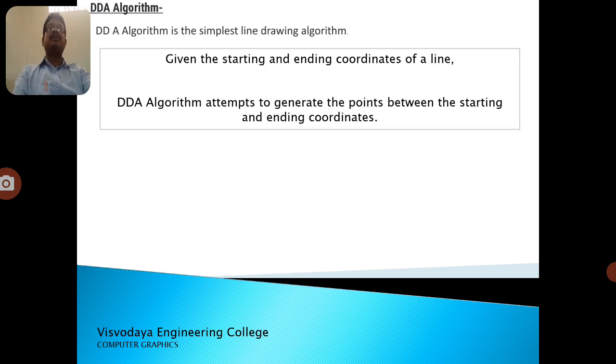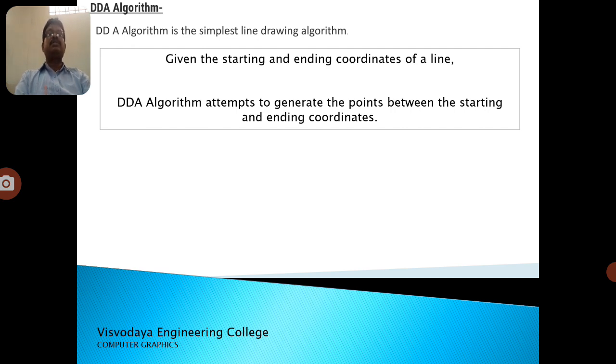Coming to the Digital Differential Analyzer algorithm, the DDA algorithm, whatever the algorithm related to the line, it focuses on two important points. One is that we take the starting and ending coordinates. Without these coordinates we can't start to create any line or any image. The second important factor is that we need to find the intermediate points between the starting and ending coordinates. How we find the intermediate points is the major part.